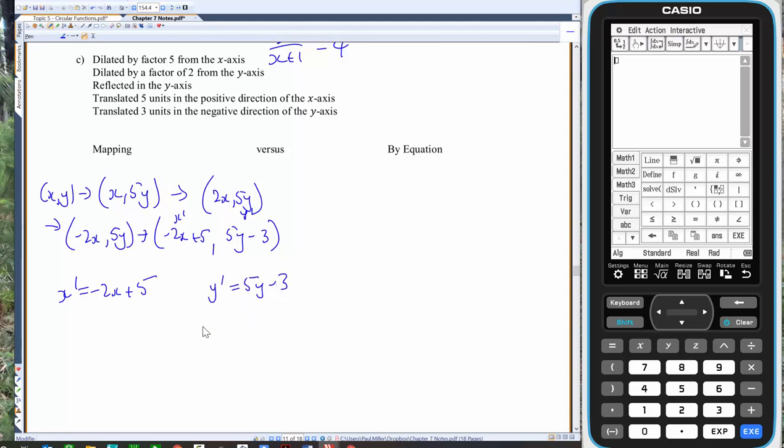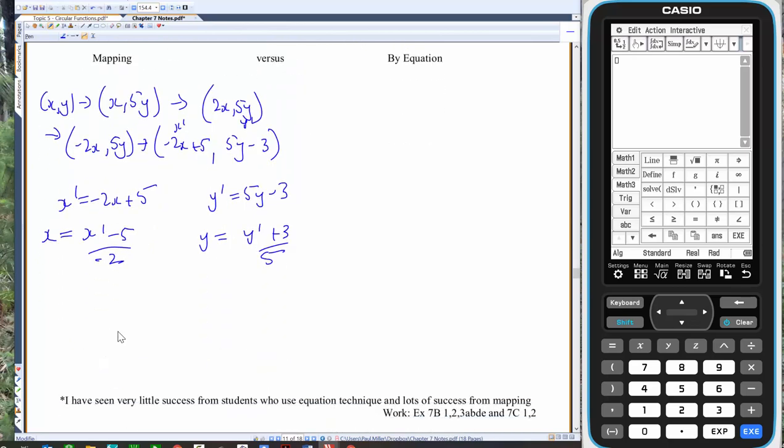All right, now let's make y the subject by doing y dash plus 3 on 5. I think that's right. This one here is going to be x equals x dash take 5 all over negative 2. All right, our original function was y equals 1 on x. And what we got was y dash plus 3 on 5 equals 1 over x dash take 5 all over negative 2.